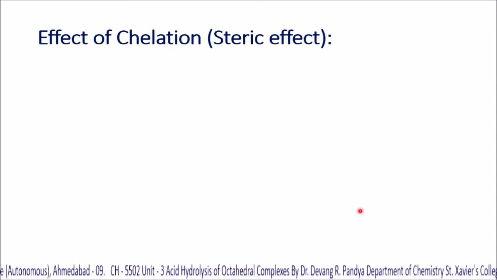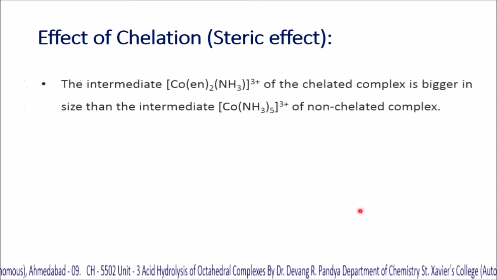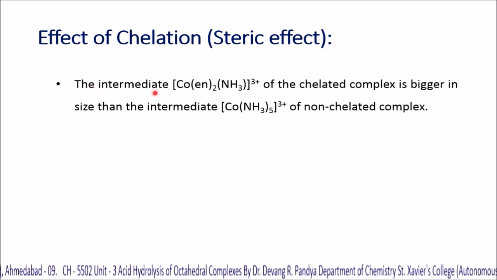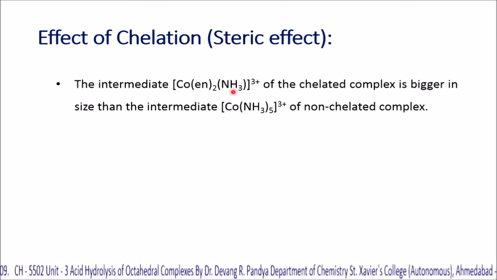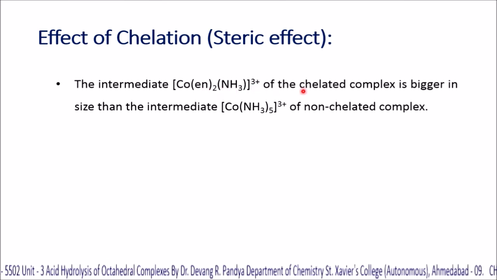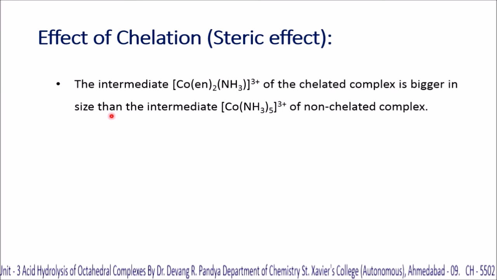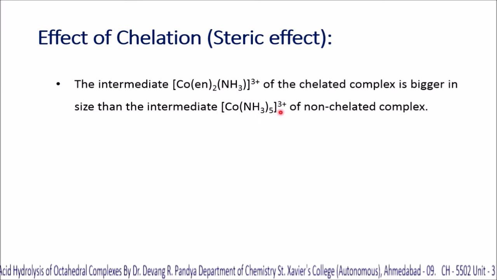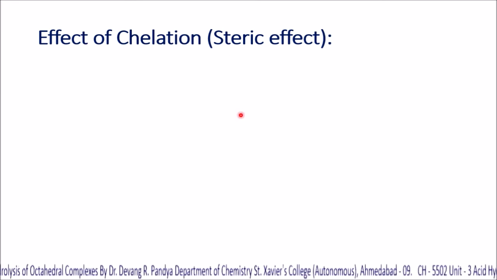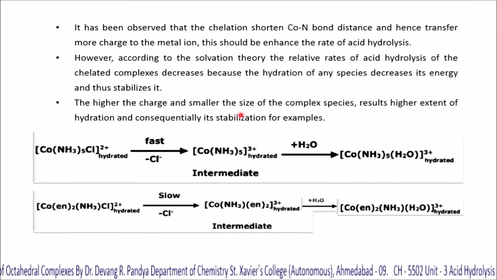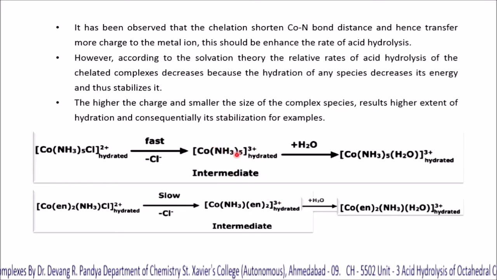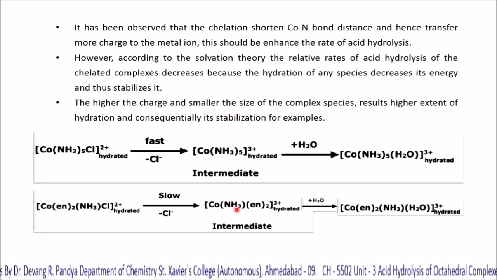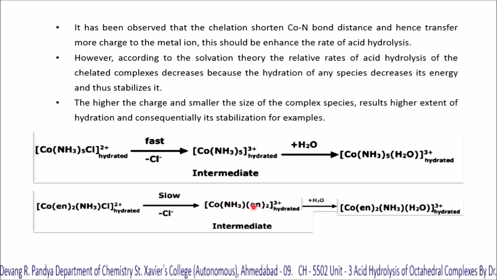Another factor in this progression is chelation. If the intermediate, diaminoethylene diamine monoamino cobalt plus 3 complex of the chelated complex, is bigger in size than the intermediate pentaamino cobalt plus 3. In the previous reaction, you can see in the example that both have plus 3 oxidation state, but here all the ligands are amino groups. Here only one amine is there and two chelating ligands are there in the intermediate. So here we are discussing that one.